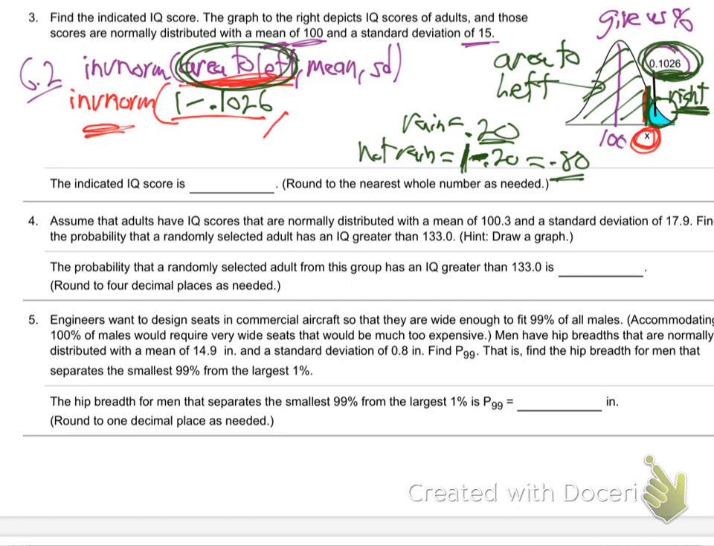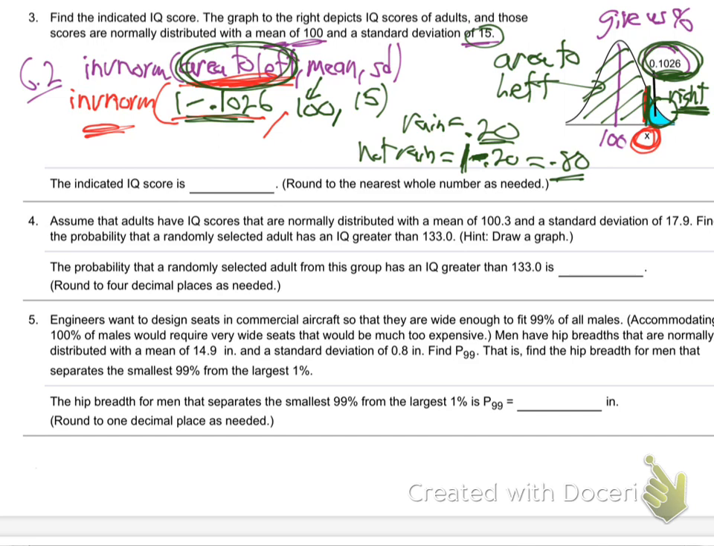1 minus 0.1026. Then you put in the mean, that's 100. Standard deviation right there, 15. Type that into your calculator. When you hit the buttons on the calculator, I'm doing it right now, it's the inverse norm. And literally just type in exactly this, 1 minus 0.1026. Don't even bother figuring out what that is ahead of time. The calculator can do it all.